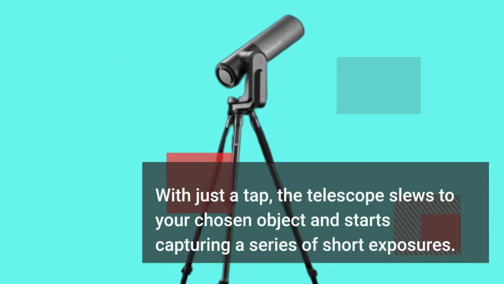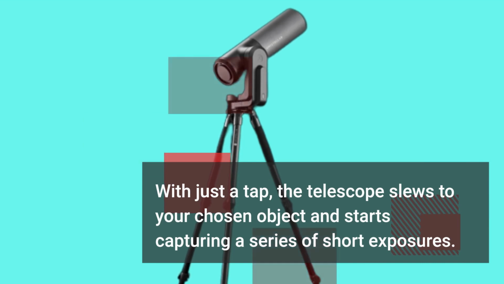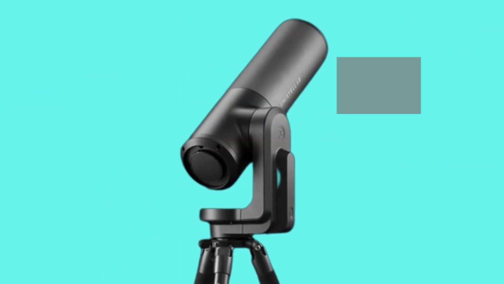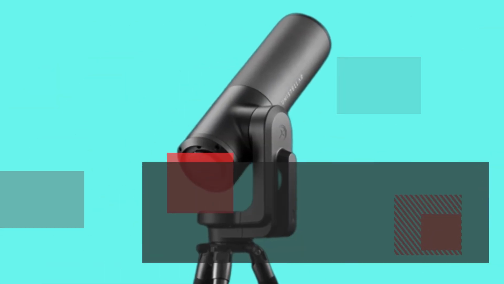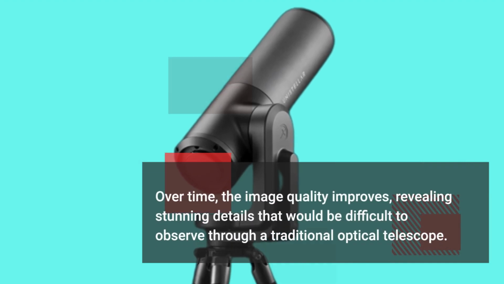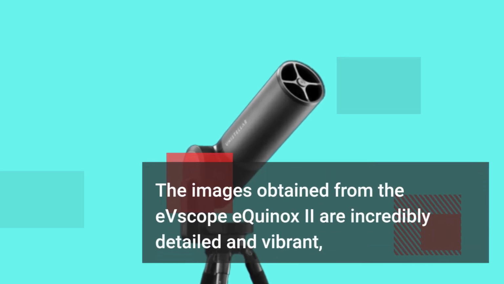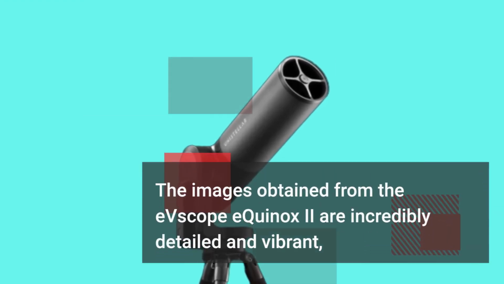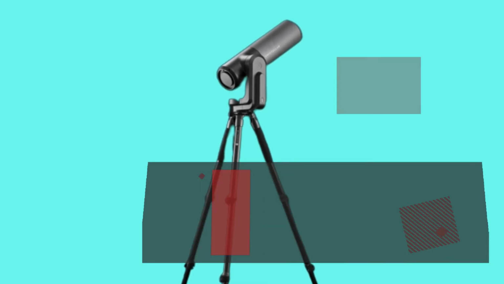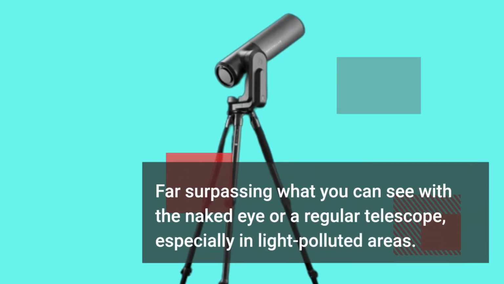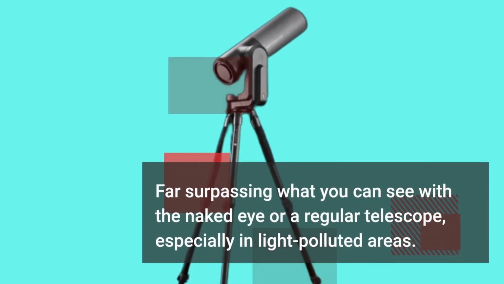With just a tap, the telescope slews to your chosen object and starts capturing a series of short exposures. Over time, the image quality improves, revealing stunning details that would be difficult to observe through a traditional optical telescope. The images obtained from the eVscope eQuinox 2 are incredibly detailed and vibrant, far surpassing what you can see with the naked eye or a regular telescope, especially in light-polluted areas.